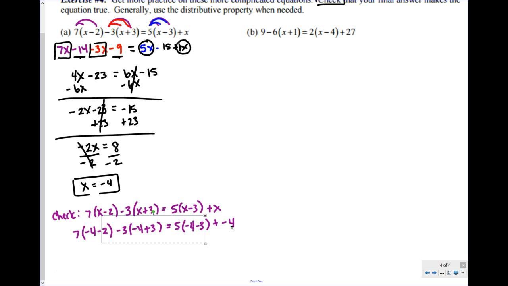And now we do PEMDAS and simplify. Negative 4 minus 2 is a negative 6. Minus 3 times negative 4 plus 3 is negative 1. Equals 5 times negative 4 minus 3 is negative 7. And then I can just drop this plus and put minus 4.